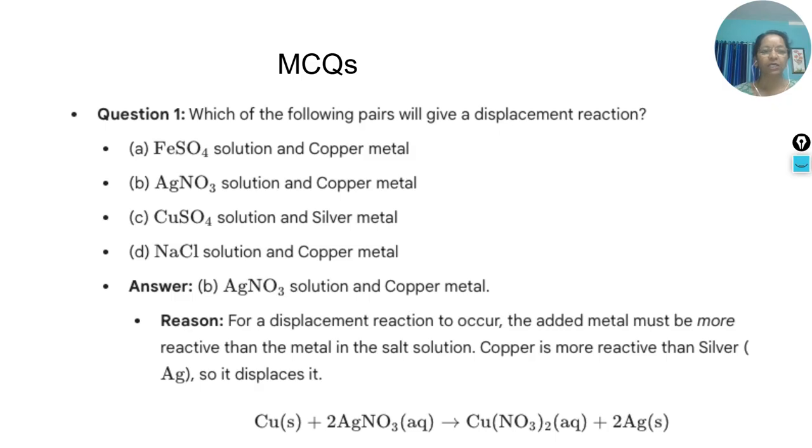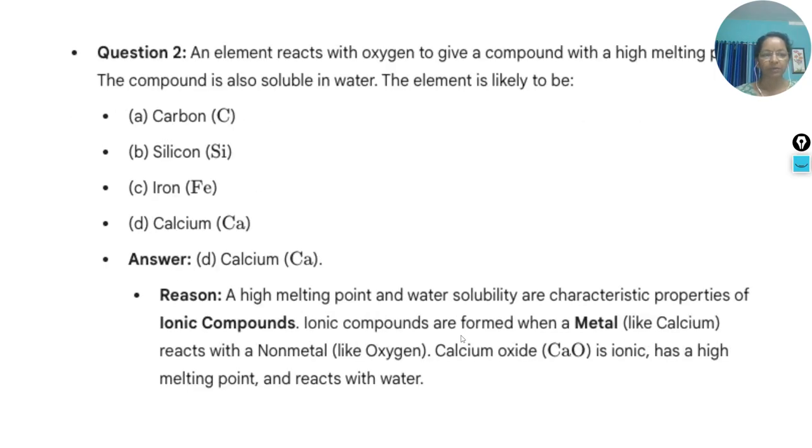The first question: which of the following pairs will give a displacement reaction? To check whether a displacement reaction will occur or not, we check whether the metal is more reactive. Here iron and copper metal, it is not more reactive, so no displacement reaction. Silver and copper: copper is more reactive than silver, so displacement reaction. Copper and silver, no displacement reaction. Sodium and copper, no. Okay, no displacement. So the only answer is option B. For a displacement reaction to occur, the added metal must be more reactive.